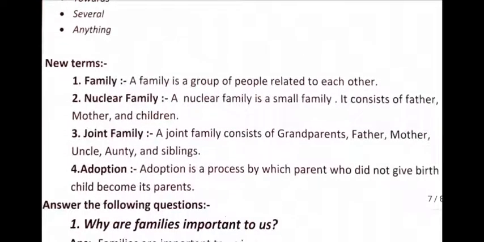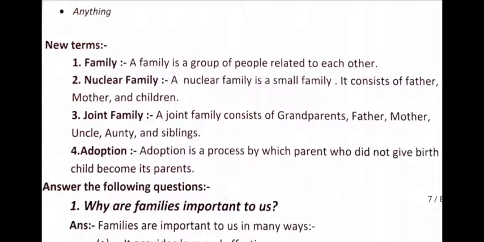And next is new terms. First is family. A family is a group of people related to each other. Second is nuclear family. A nuclear family is a small family. It consists of father, mother, and children. Third is joint family. A joint family consists of grandparents, father, mother, uncle, aunty, and siblings. And last is adoption. Adoption is a process by which parents who did not give birth to a child become its parents.